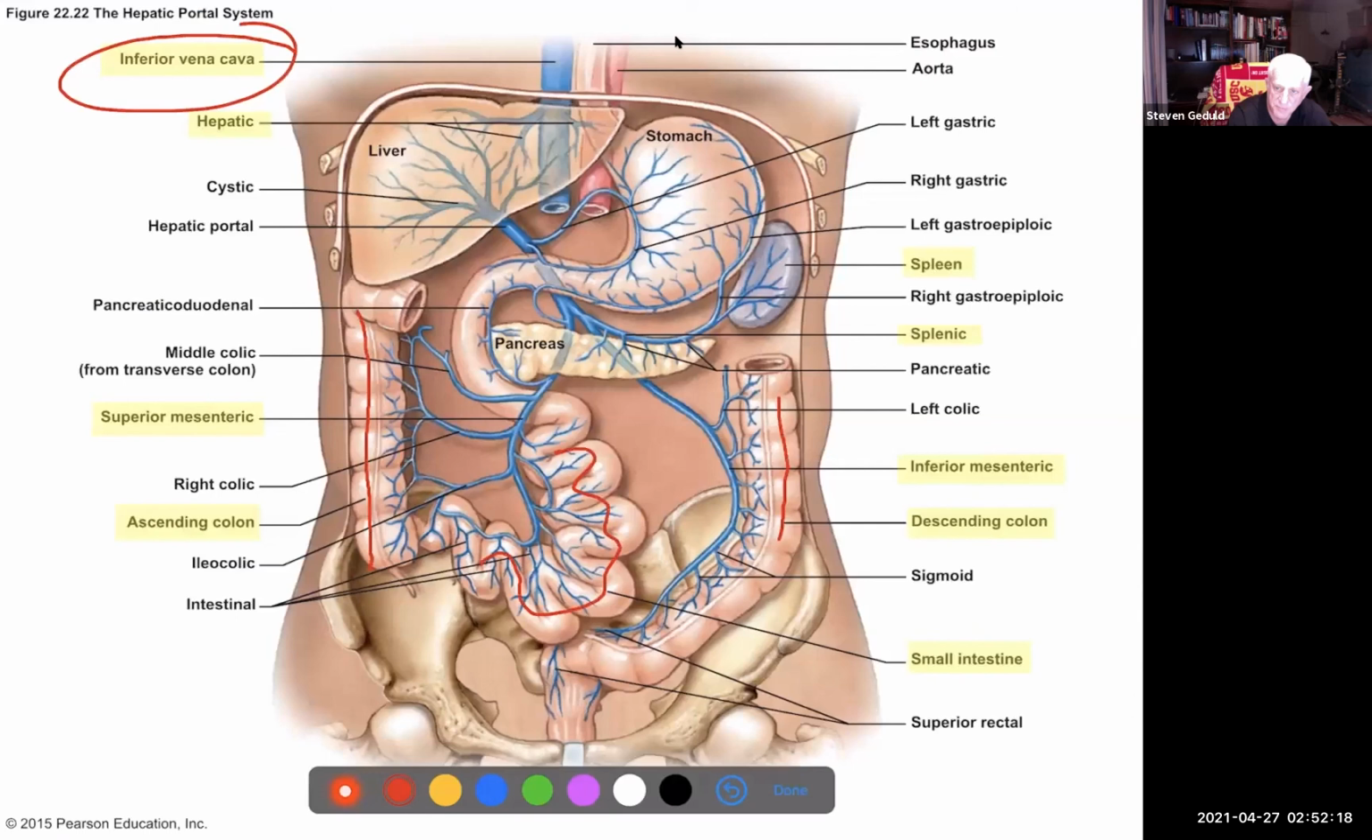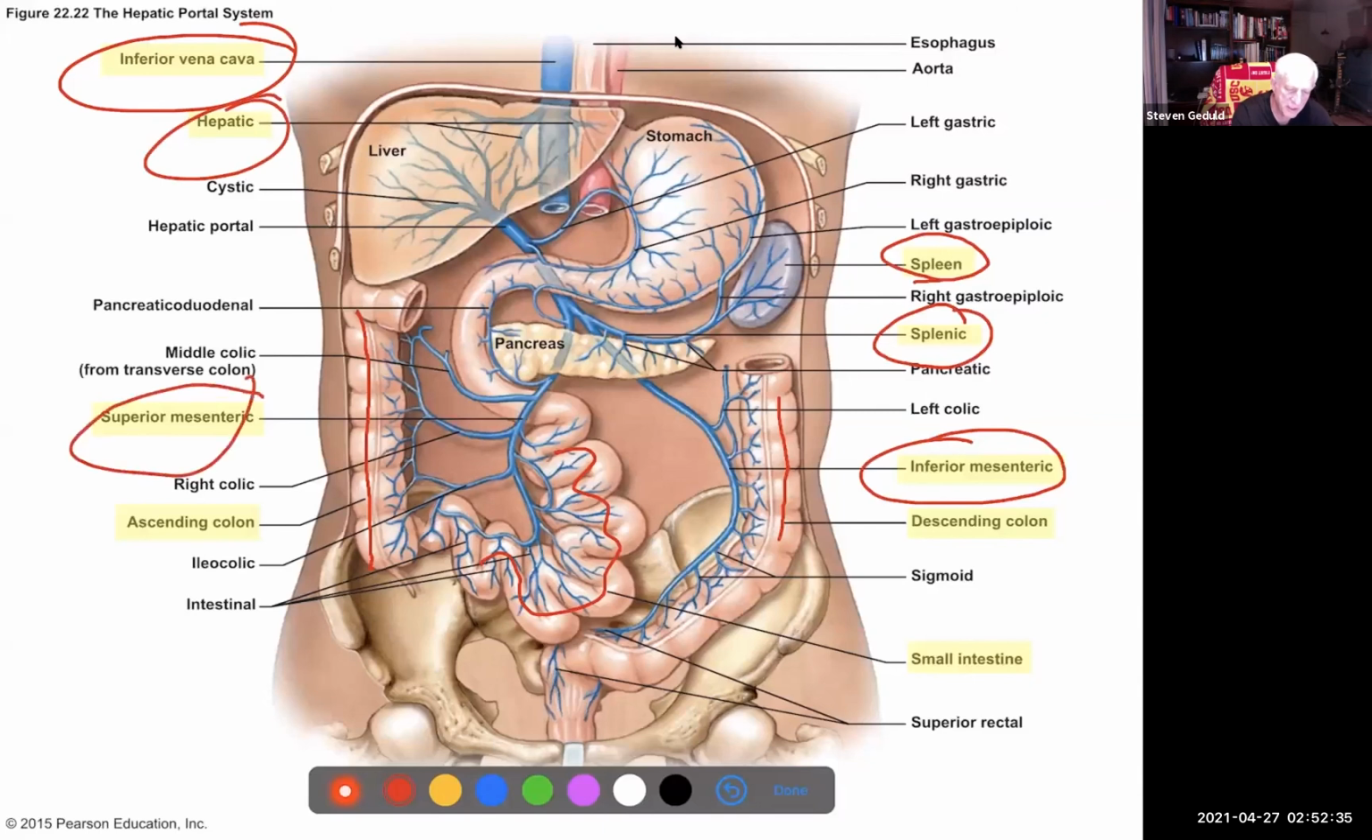All right. So we have the spleen. You can see where it drains its blood supply from: the splenic vein. You have the inferior mesenteric vein, the hepatic vein, the superior mesenteric vein, all draining into the inferior vena cava as it goes up towards the right atrium.